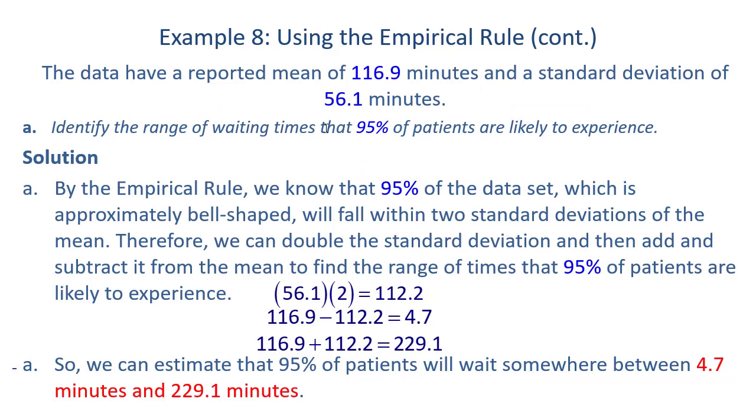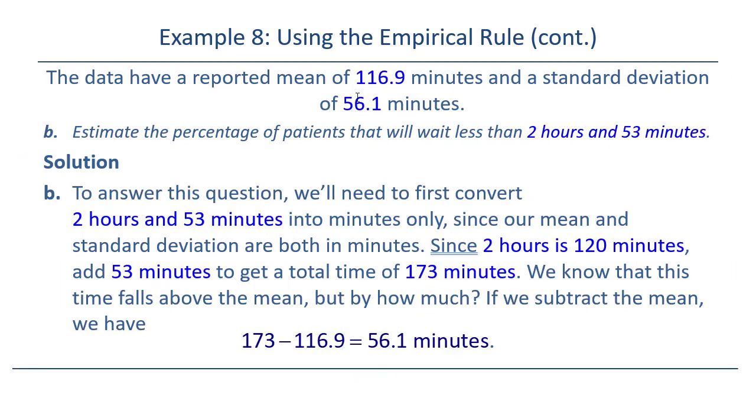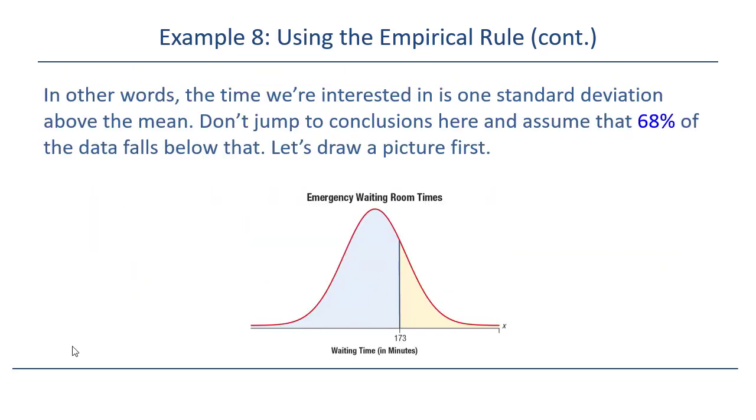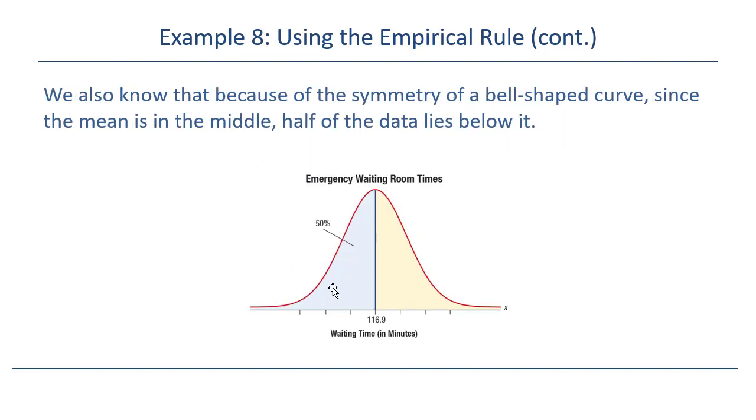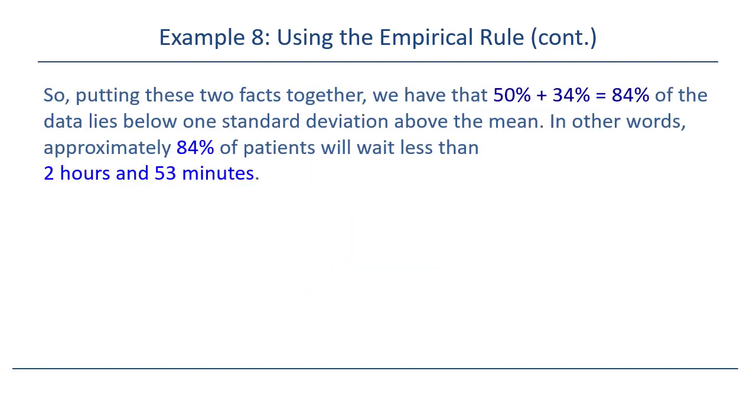So as you can see, the first solution, we get that 4.7 to 229.1 like we already talked about. And then for the second one, we can figure out less than 2 hours, 53 minutes, what it is. That's 173, and it's above the mean. So by how much? Well, we do our empirical rule. We've got that 34% in between the mean and that number. We know that there's 50% below that mean. We add them together, and there's that 84% I was talking about.